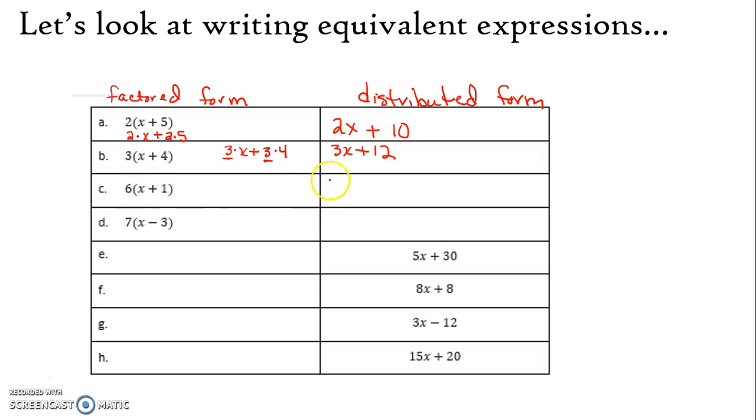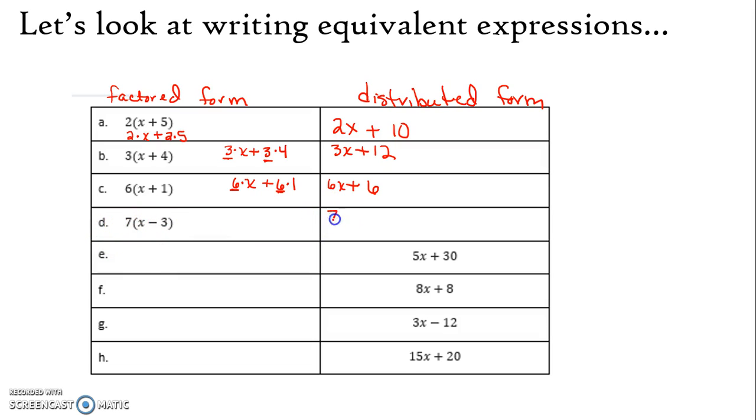All right, next one, distributing the 6 through. 6 times x is 6x plus 6 times 1 is 6. Common factor of 6. They pull it out front for factored form, and then they're left with x plus 1 within the parentheses.